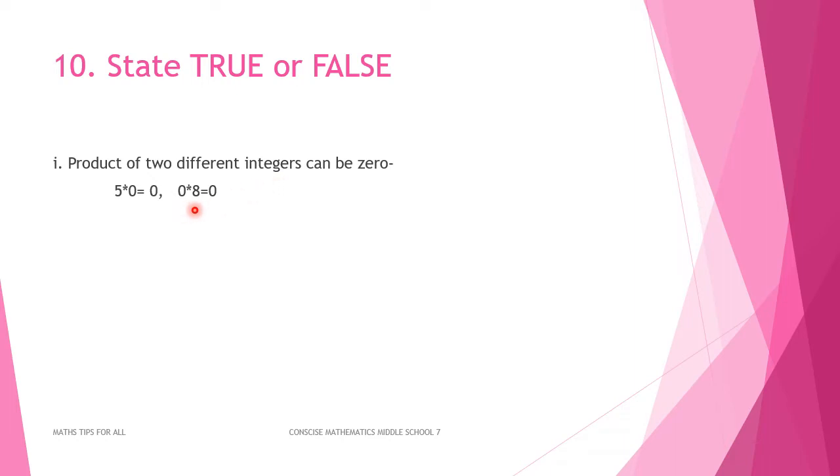0 is one integer and 8 is one integer. When you multiply both, you get 0. If you multiply 2 into 2, then you will get 4, right? So there is a chance of getting a non-zero number too. There is a chance, but what they are asking is whether it can be 0. Do we get 0? The answer is yes, we get 0. So the answer is true. I hope you understood this first one.